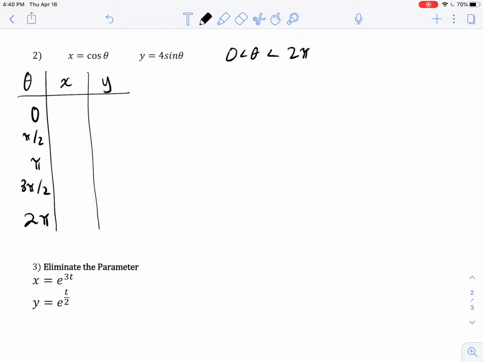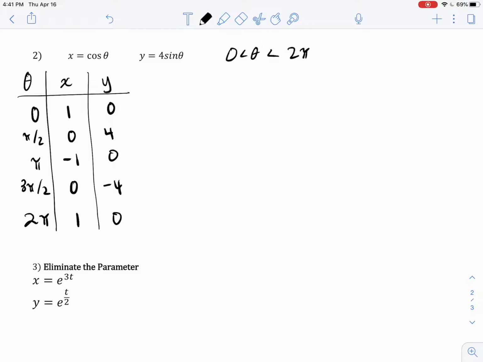So now let's figure out what x and y are for each of these values of theta. So when theta is equal to 0, to find x, we would say cosine of 0, which should just be 1. Okay? And if you haven't already done so, now pause and see if you can fill out the rest of this table. If you did so, you should get the following: 0, -1, 0, and then 1. For our y values, we should get 0. And since we're working with 4 sine theta, we're going to multiply all of our outputs by 4. We should get 4, 0, -4, and 0.